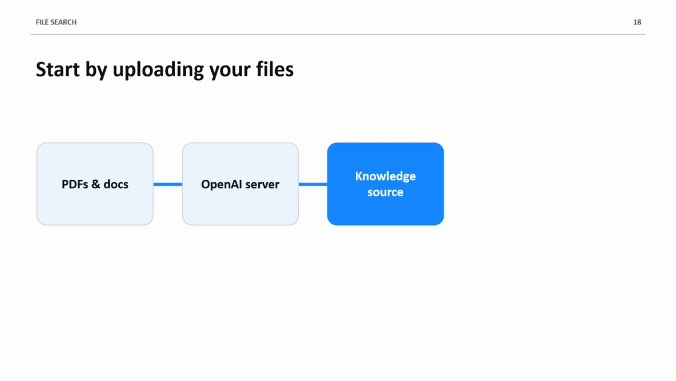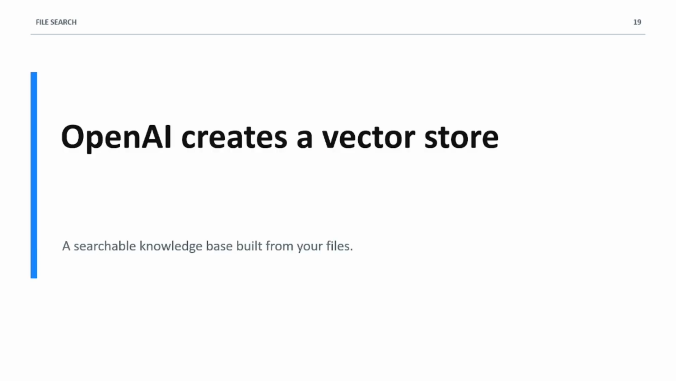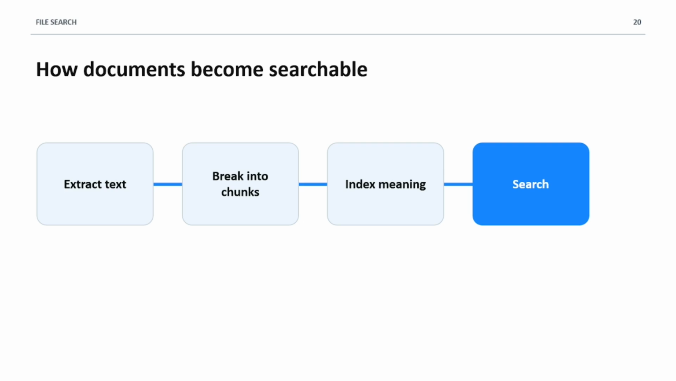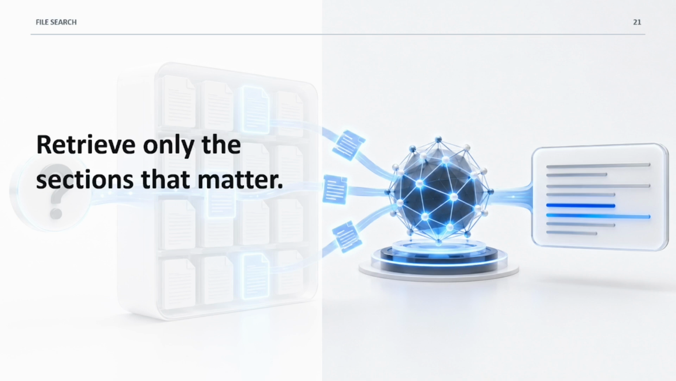To create a knowledge base, we can upload our files to the OpenAI server. OpenAI then create what is known as a vector store. A vector store is essentially a searchable knowledge base. It takes the text from all of the documents you've uploaded, breaks those documents down into smaller chunks, and indexes them in a way that allows OpenAI to quickly search for the most relevant pieces of information whenever a user asks a question. So, imagine a user asks your AI agent, "What is your company's refund policy?"